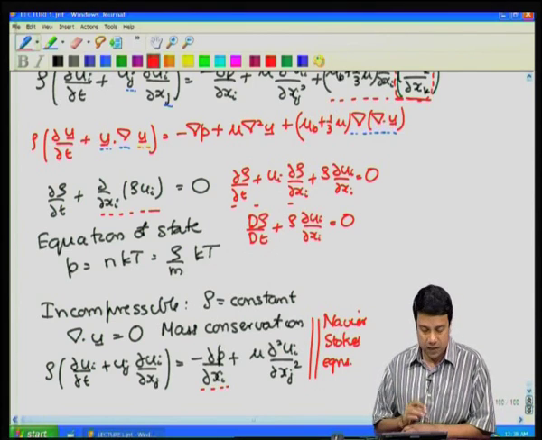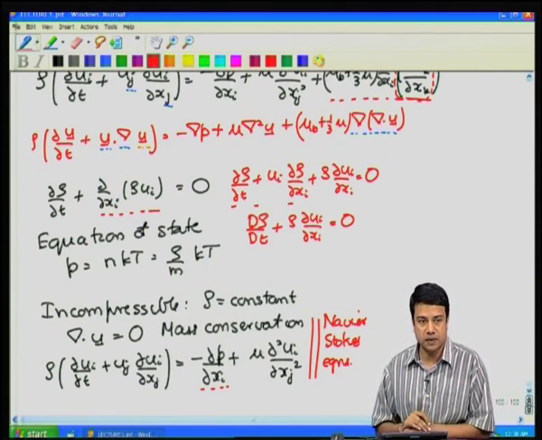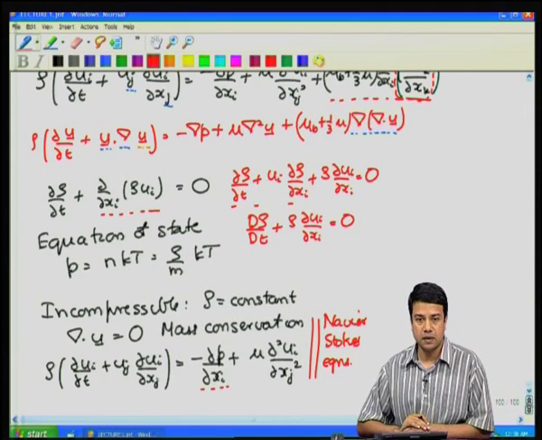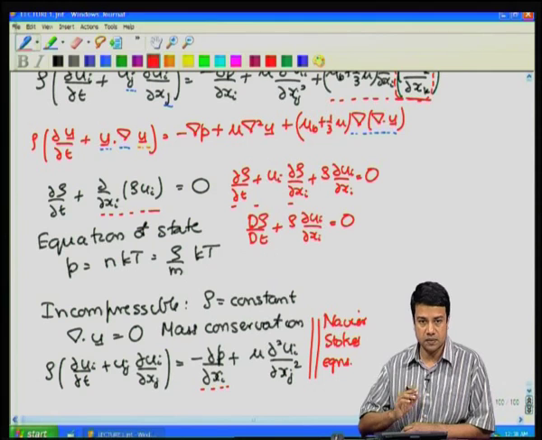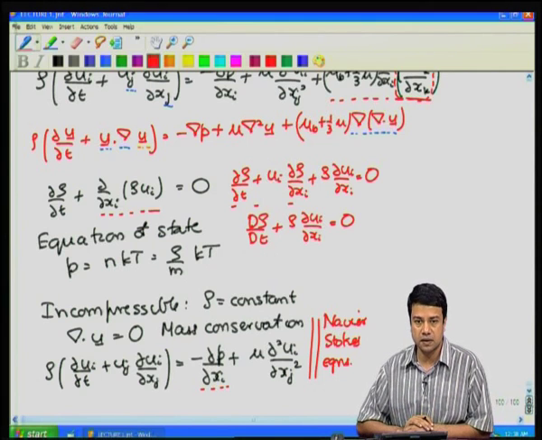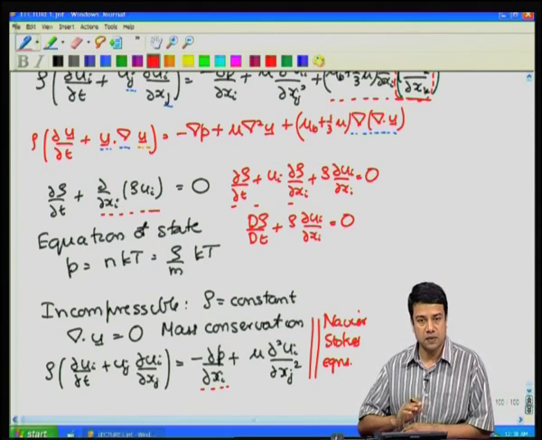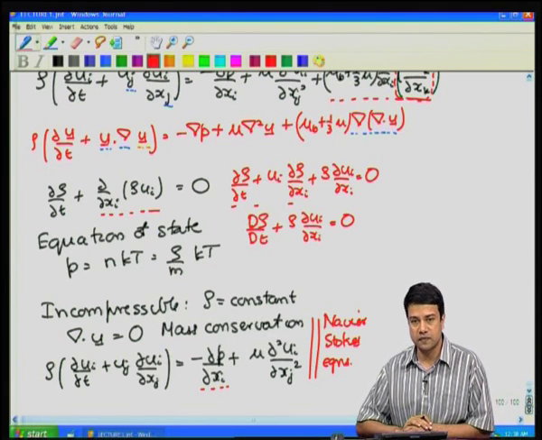Therefore, I have one scalar mass conservation equation and one vector momentum conservation equation which contains three momentum components, and from these I have to determine four variables. One is the pressure and the other three are the three components of the velocity. So, in that sense, this is a completely well specified system of equations which can be solved in order to determine the velocity and the pressure field.